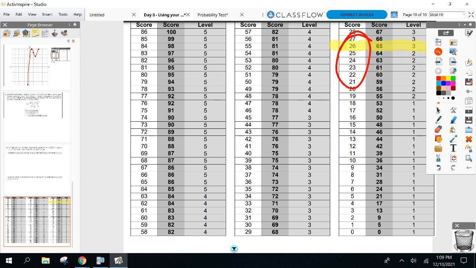I don't know what the cutoff's going to be this year. I have no idea. Be ready to work for statistics on Monday.